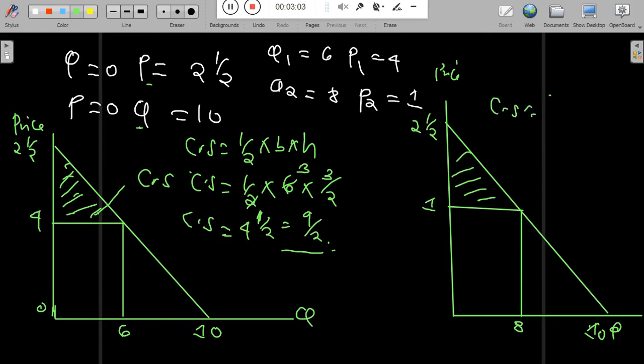Again, from the right hand side of our graph, consumer surplus is equal to half times base times height. So consumer surplus is equal to half. We plug in the value of the base, which is equal to 8, and the height, that is 1 minus 2 1/2. So when we take 2 1/2 minus 1, this gives the answer. We take the value, the middle value, in the equation, as you can observe.